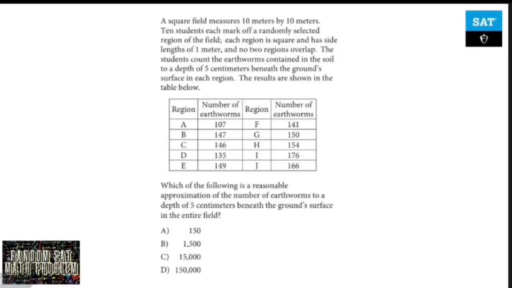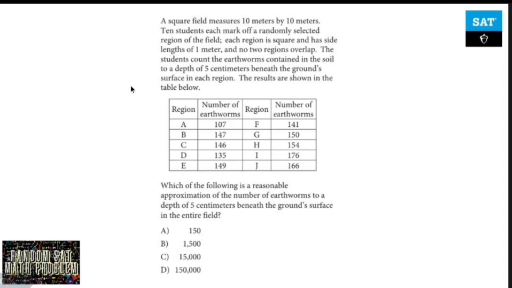This problem is certified garbanzo beans, and here's why. A square field measures all this. 10 students mark off blah, blah, blah. Each region is 1 meter, blah, blah, and no two regions overlap. And on top of that, they dig 5 centimeters beneath the ground surface. The results are shown. And then it gives us all this information.